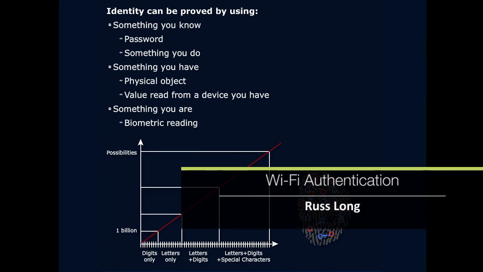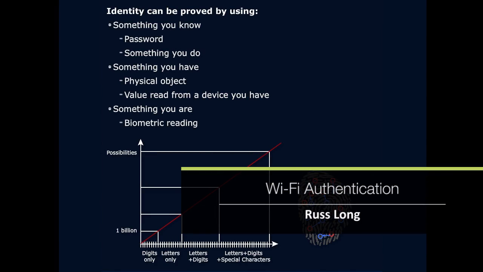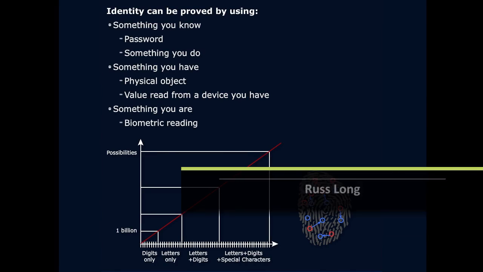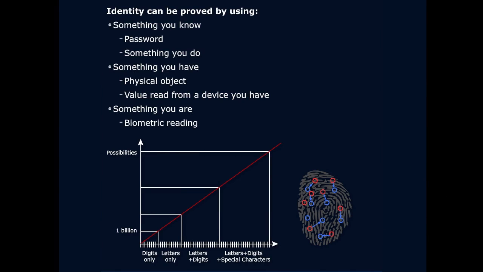So let's take a moment to talk about authentication. Now, authentication is all about proving your identity. In an earlier example, I used Bill and Susan. Susan belongs to the network and Bill does not. How does Susan prove that she belongs to the network? Well, we have several ways of doing that.